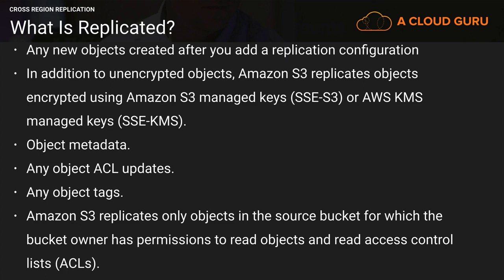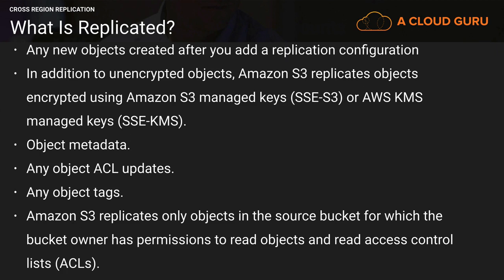So what is replicated? Well, any new objects created after you add replication configuration. So if you have an existing bucket and you turn on cross-region replication and it's already got some objects in there, those objects won't automatically be replicated, but any object that you add after that will be replicated. So obviously cross-region replication is going to replicate your unencrypted objects. It's also going to replicate your encrypted objects.